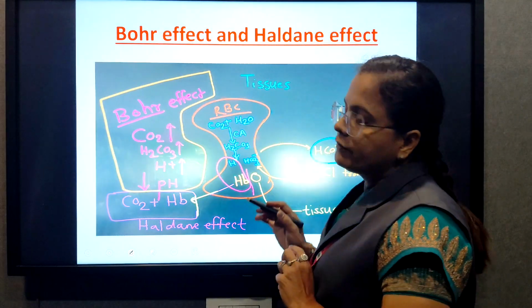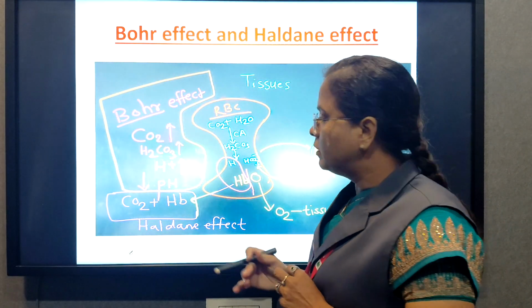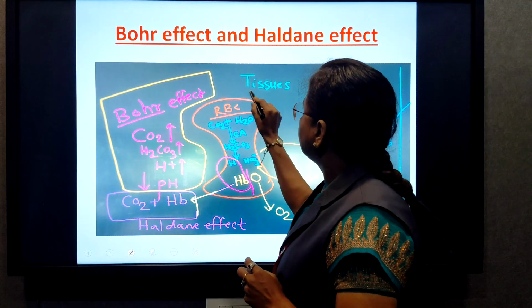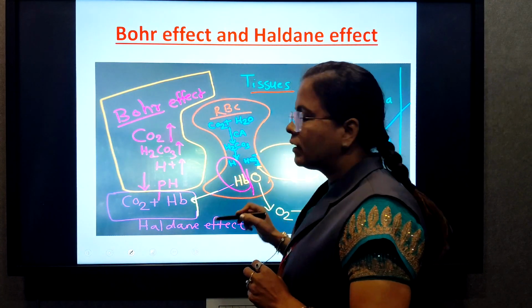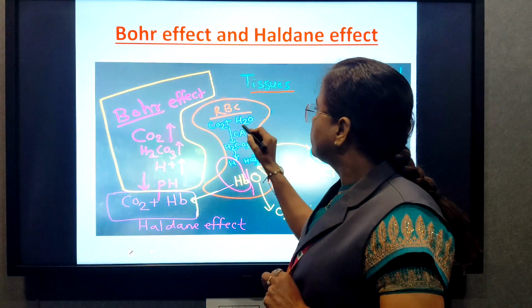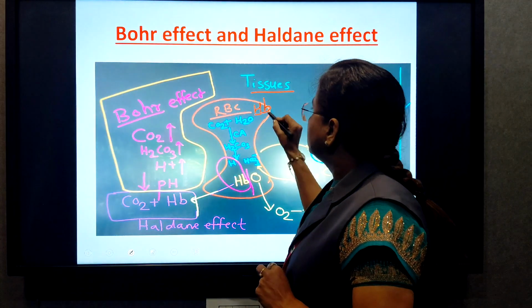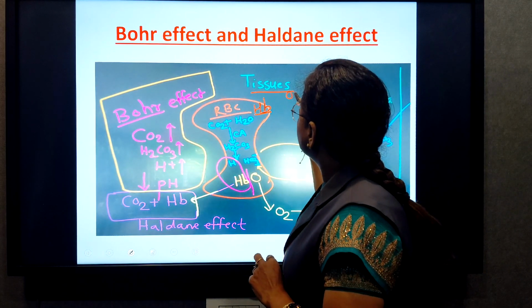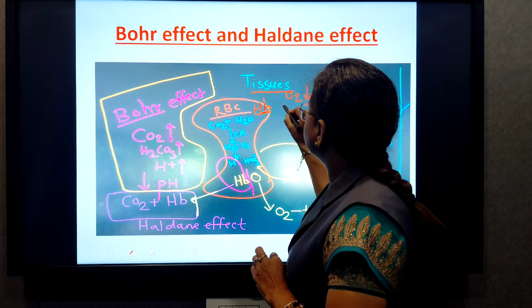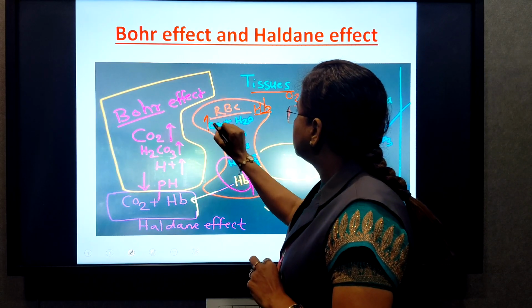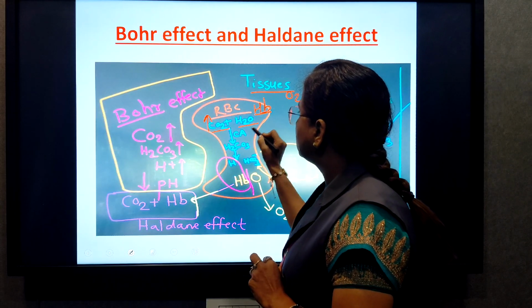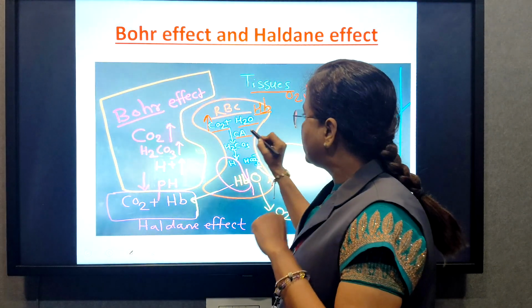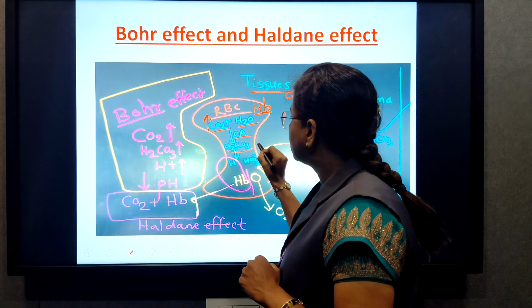The Bohr effect and the Haldane effect are the most important things in cellular respiration. The Bohr effect occurs at the tissue level. This is the RBC, red blood corpuscle, and the hemoglobin pigment is there. At the tissue level, oxygen is utilized, so the oxygen level decreases and the carbon dioxide level increases. That carbon dioxide combines with water, with the help of the carbonic anhydrase enzyme, to form H2CO3.